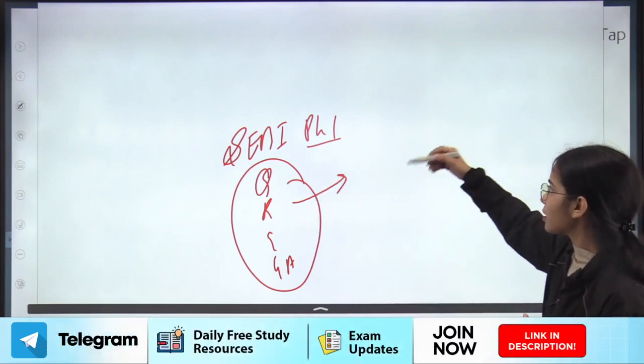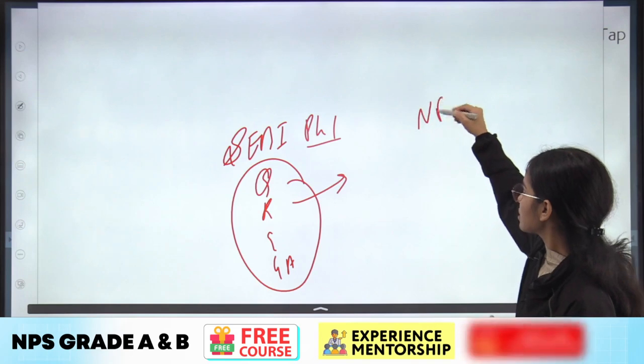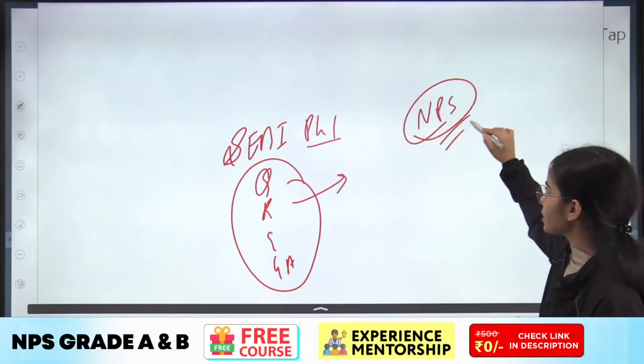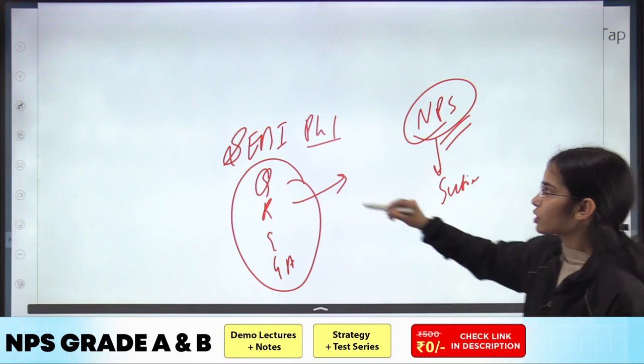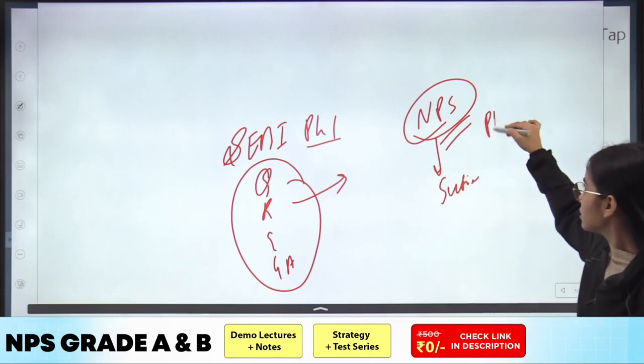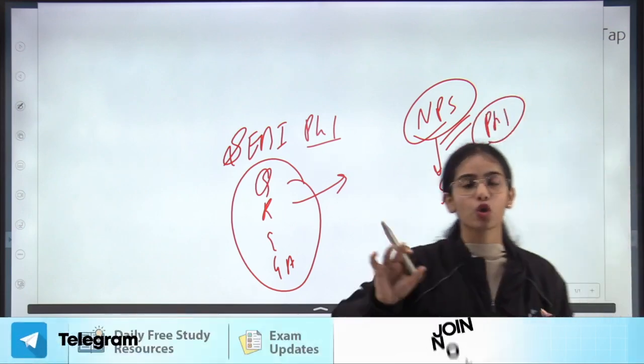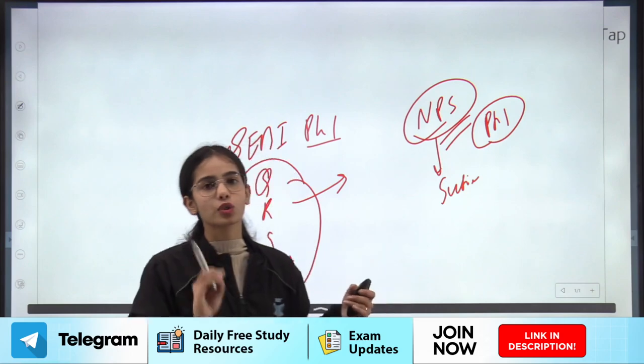But when it comes to the NPS, there is the sectional cutoff that is also mentioned for the phase 1 subjects. For the phase 1 components, for the sections, there is also a sectional cutoff.